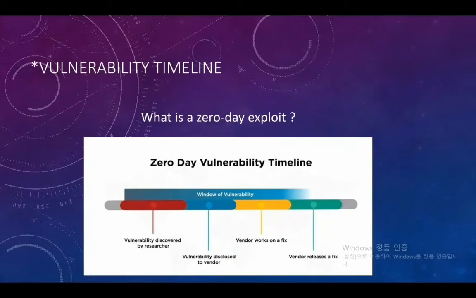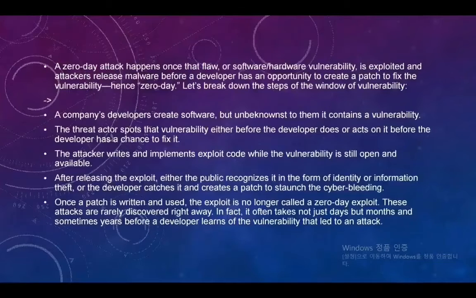This picture shows a zero-day vulnerability timeline. What is a zero-day exploit? A zero-day attack happens once a flaw in software or hardware is exploited and attackers release malware before a developer has an opportunity to create a patch to fix the vulnerability, hence zero-day.